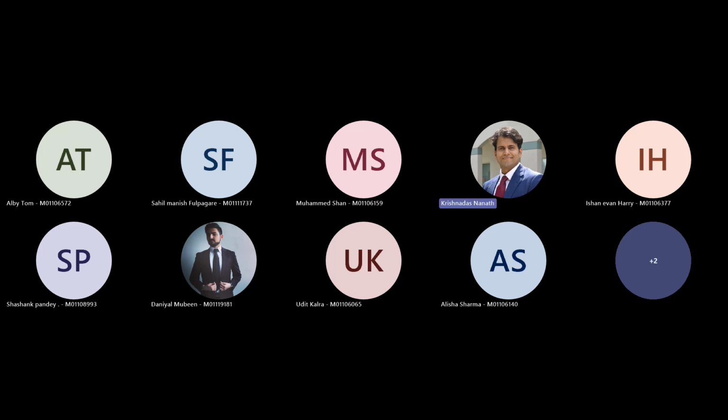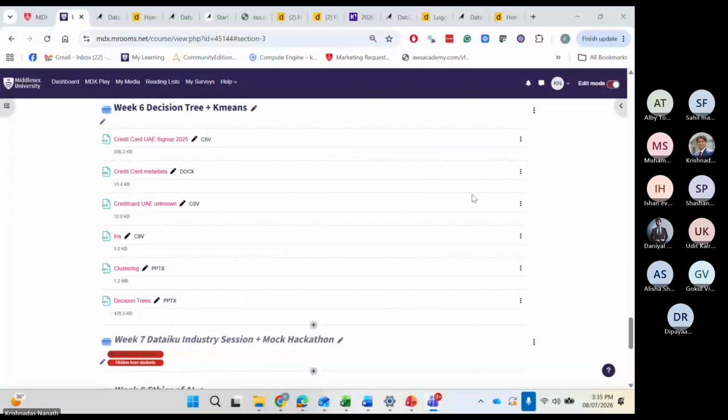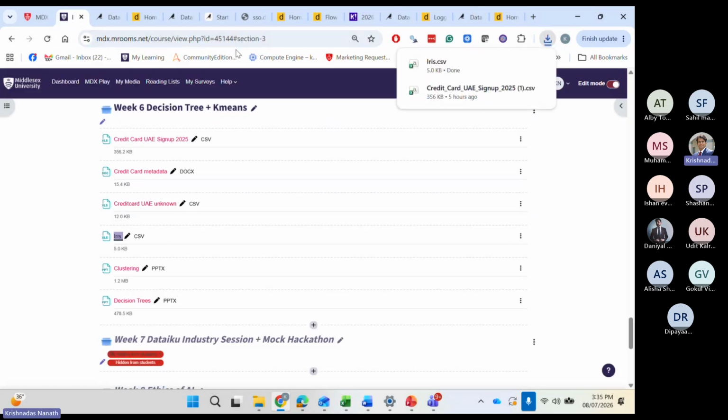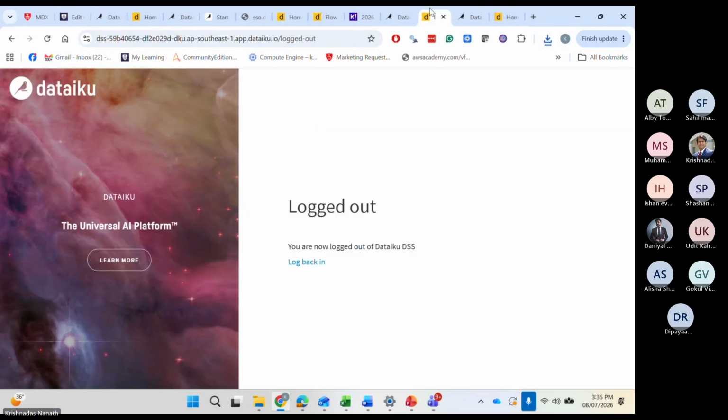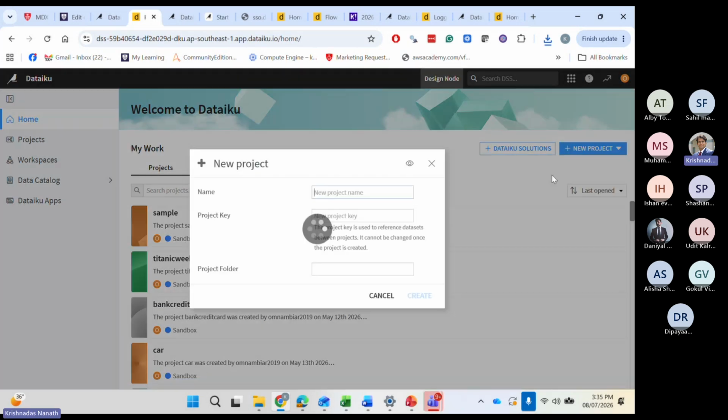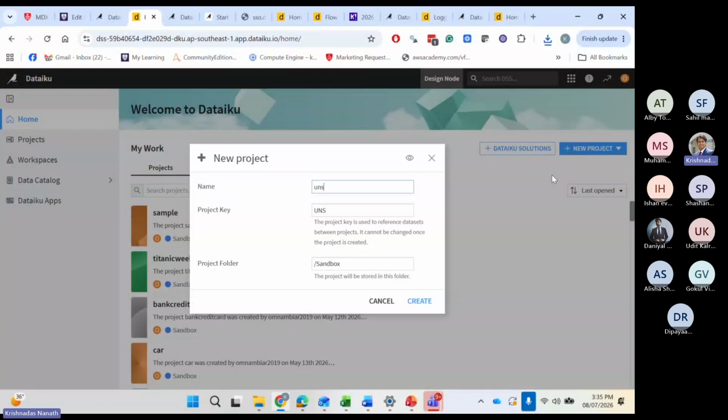So once again, those who came late, in the week 6 folder, there is this iris data set, iris.csv. And I would recommend doing this in your new Data IQ license, not the MDX one, so you get comfortable with the launchpad. Let's create a new project, call it unsupervised.